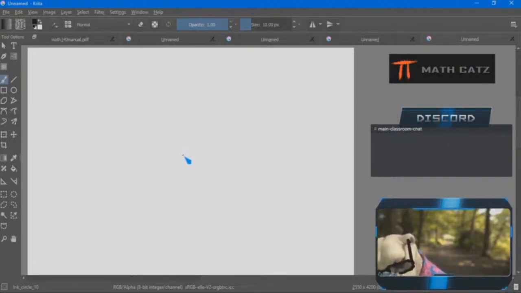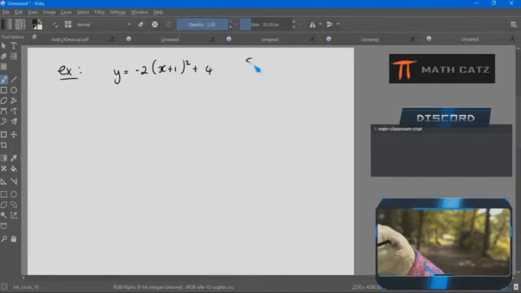Okay, so I want to look at problem 1.6, number 4, just as an example. So I'll just do an example here. It's not the problem itself. We had, I'll just call it y, -2(x plus 1) squared plus 4. Whoop, that is an ugly x. I apologize. So we had our standard form.